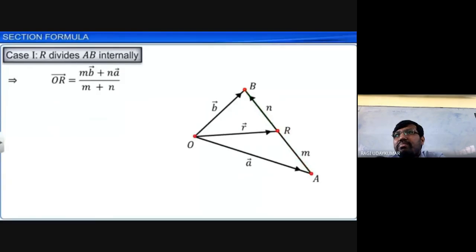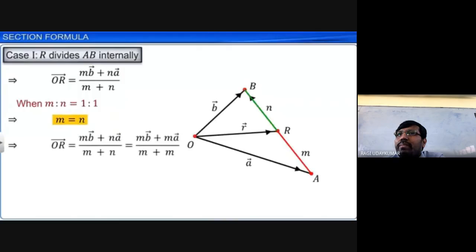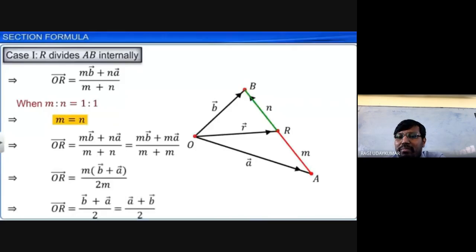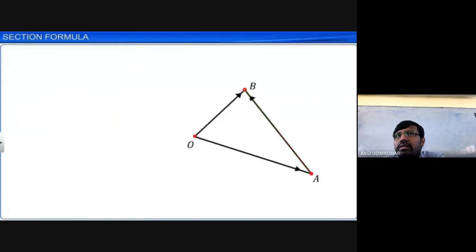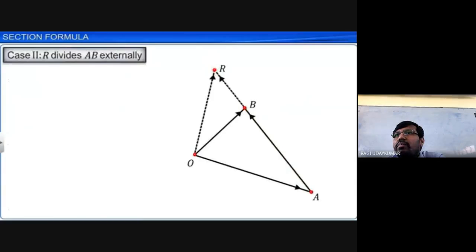If R is the midpoint, exactly the middle point, then the ratio is 1:1 and the M and N values are equal to 1. So OR is equal to A bar plus B bar by 2, since M and N are equal here. If you want to find the midpoint vector, A is one point whose position vector is OA, and B is another point whose position vector is B.